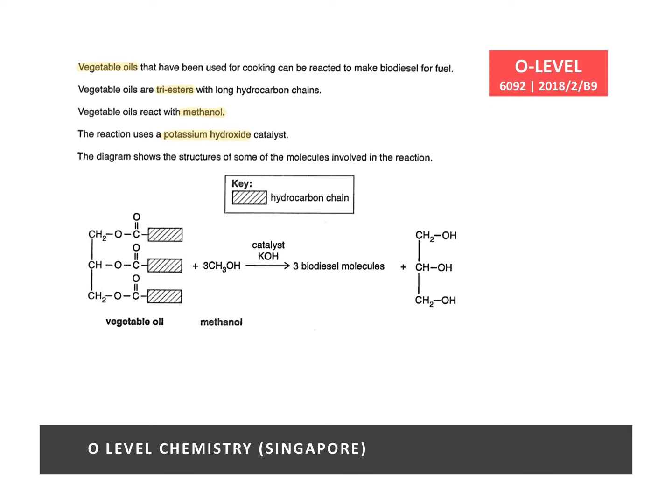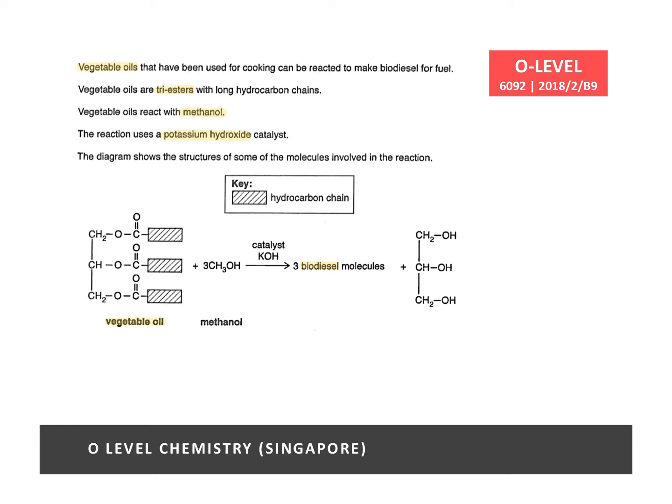And in the question, they actually show you the reaction equation between vegetable oil and methanol to produce something called biodiesel. So for part A, it's a giveaway. You are asked to explain why vegetable oil is a triester.